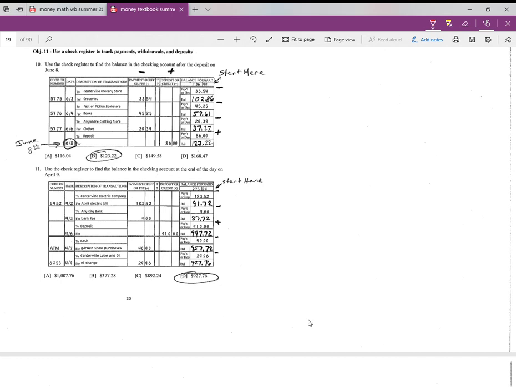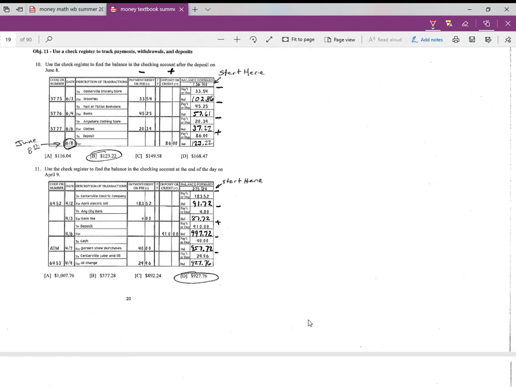Okay, this is a video for Objective 11 in your money textbook. If you don't have your money textbook, hit pause on this and go grab it. We're going to be open to page 20. Objective 11 is use a check register to track payments, withdrawals, and deposits.